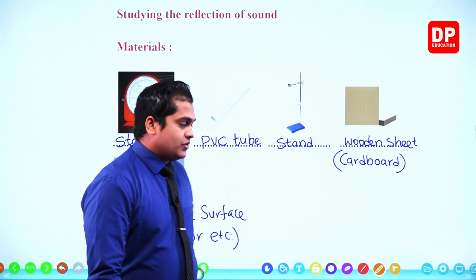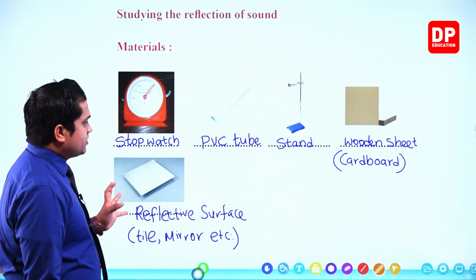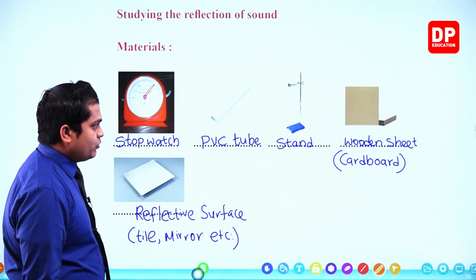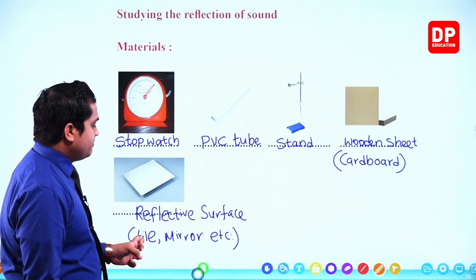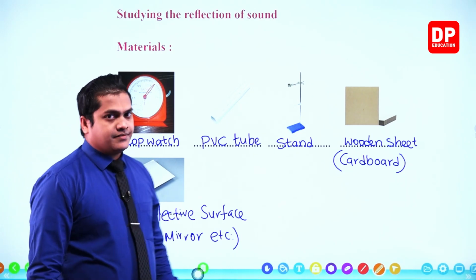Right. So these are the materials that you need: a stopwatch, a PVC tube, a stand, a wooden sheet or else a cardboard sheet, then a reflective surface like a tile or a mirror, or any kind of cardboard or something like that.